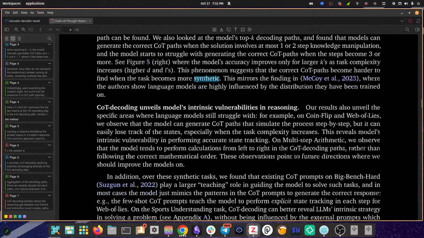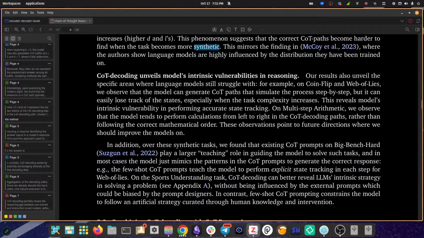Let's read a little ahead and see if we get anything. Over these synthetic tasks, coin flip, web of lies, models can generate them that simulate the process, but can easily lose track of the states, especially given models' intrinsic vulnerability. It tends to perform calculations from left to right in the decoding paths rather than following the correct mathematical order.